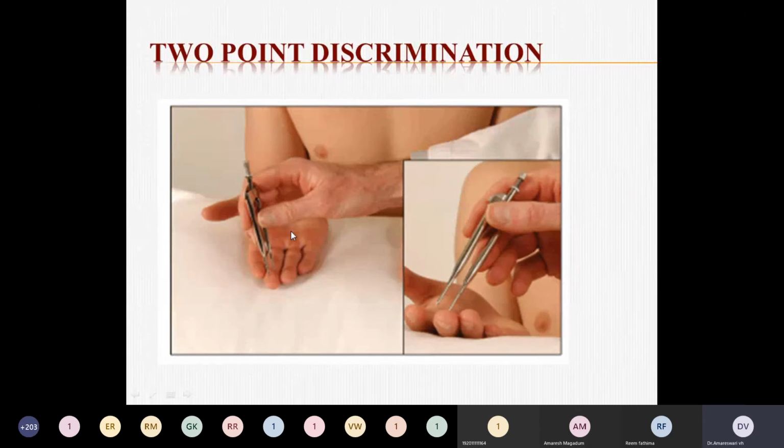That means we have more receptors, more receptive fields in the fingertips, so that you are able to identify two separate points. Am I clear? Can I move on to the next test? Yes. Yes, ma'am.